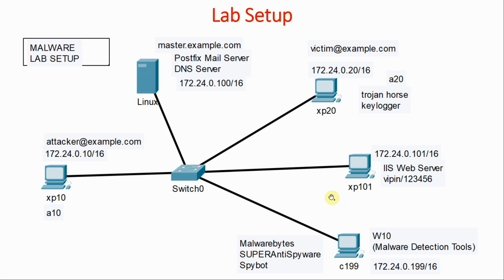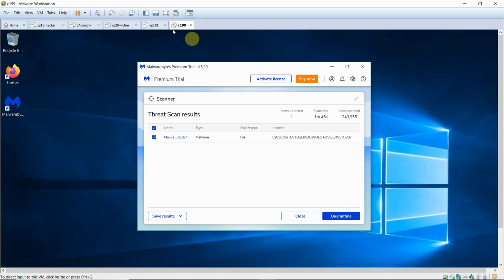Let us see whether our Malwarebytes was able to detect that Trojan horse or not. So after 1 minute 45 seconds, it was able to detect the thing. That means this is the Trojan horse it was able to find out, and it is saying what to do.